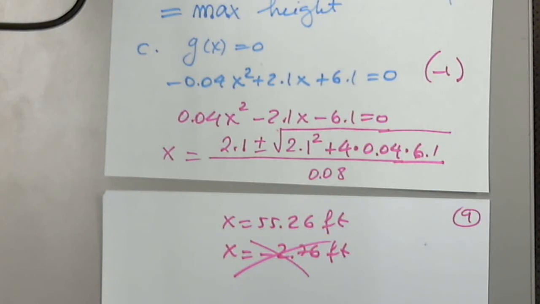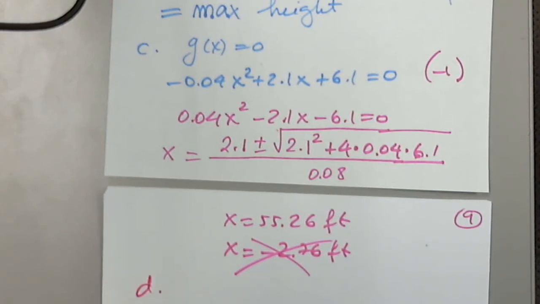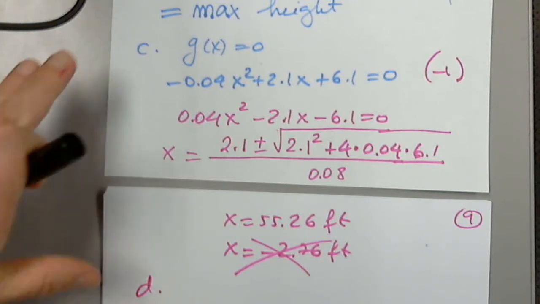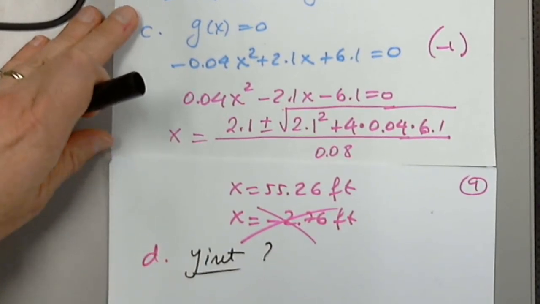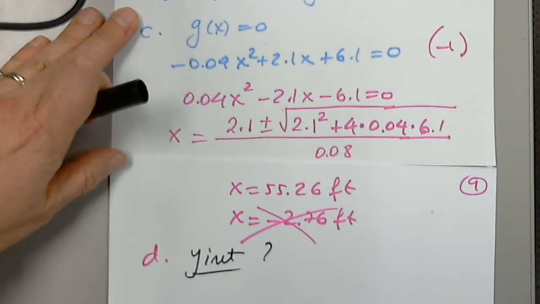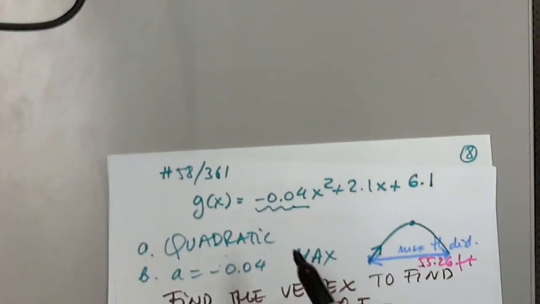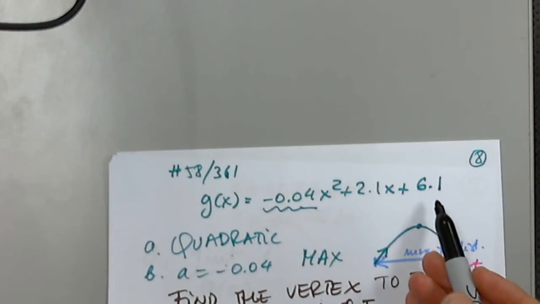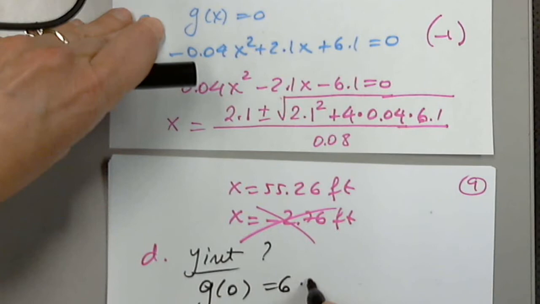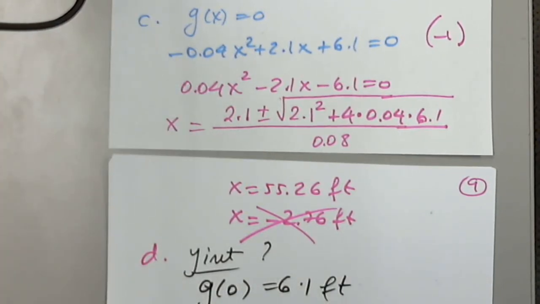That's the last question, D. From what height was the shot released? I'm standing here, this is my height. How do I determine the y-intercept? You plug in 0 for x. So I have to find g of 0. What is the shot's initial height? 6.1 feet. That's not me.